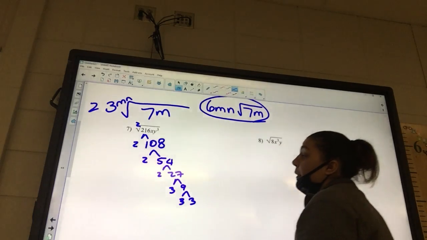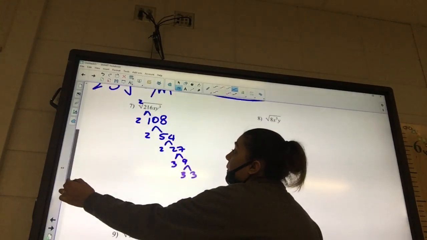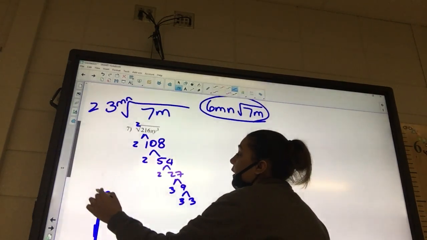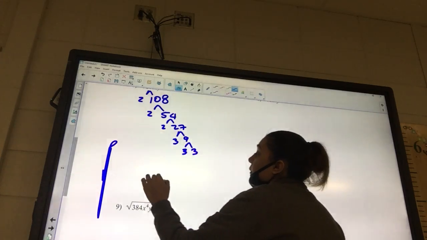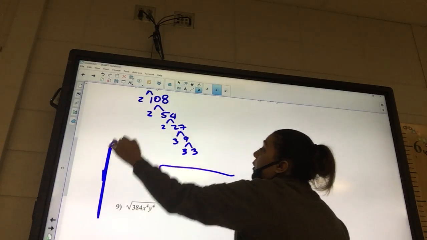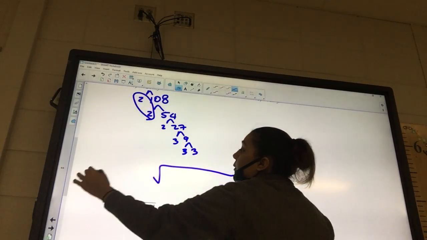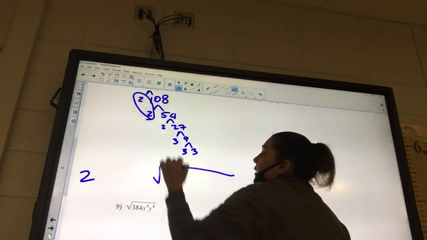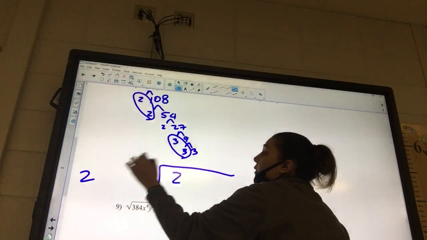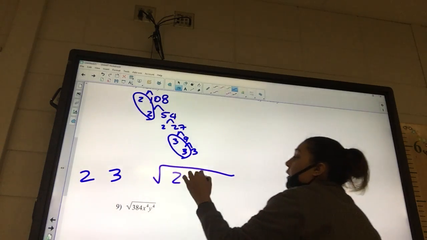Okay, so how many 2s do I put on the outside? 1. How many on the inside? What about the 3s? Same thing. So I got this group goes on the outside. So this one's got to go on the inside. This one's got a group. He can go on the outside. This one's got to go on the inside.